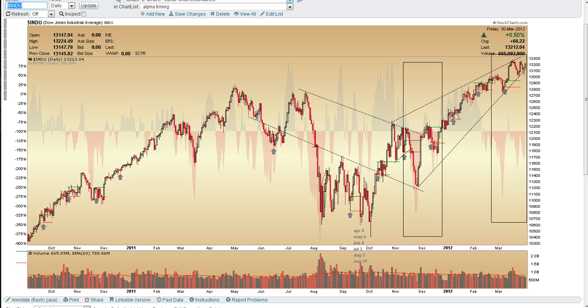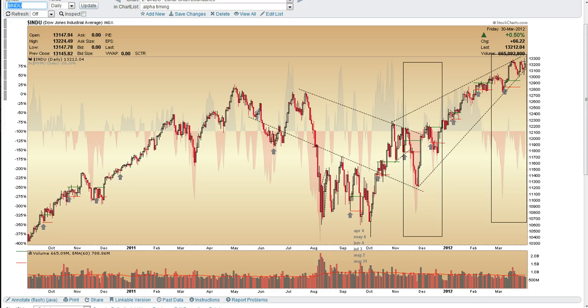This is a daily chart of the Dow, and what's really significant about this chart is behind it, these peaks and valleys. This is the McClellan oscillator. What is different about this rally that we have seen for the last month and a half is that from the middle of February on, the McClellan oscillator has basically been negative as we continue to go higher.